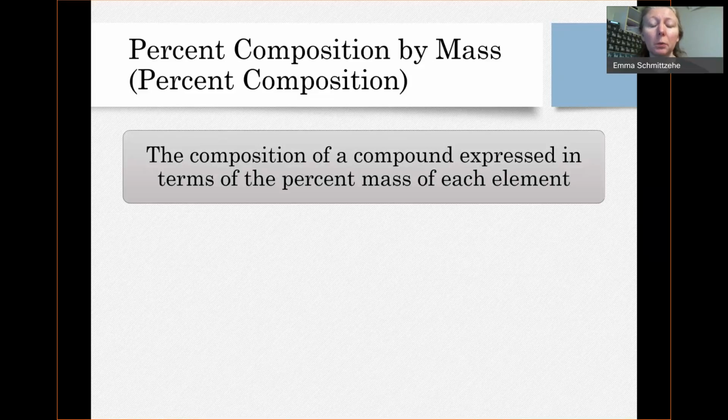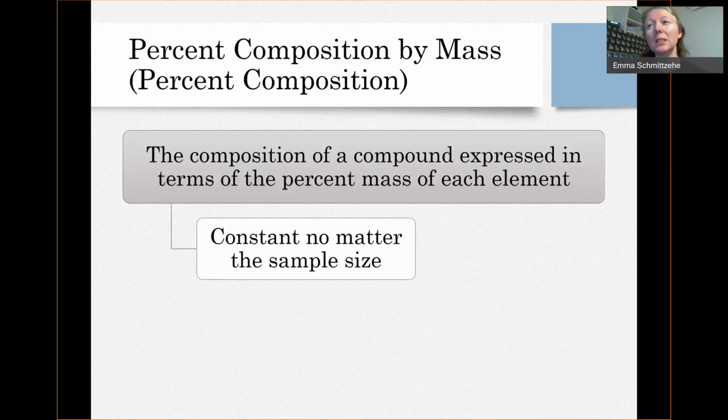And what we're talking about when we say that we have the percent composition of something, or we want the percent composition of something, we're talking about the composition of a particular substance expressed in terms of percentage of each component. Okay, so if a compound contains multiple elements, and we want the percent composition of that compound, we're going to communicate it in terms of the percentage of each element within that compound, okay? And we'll do it in terms of masses.